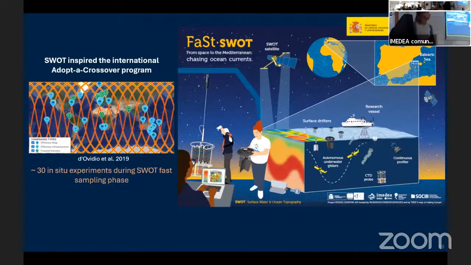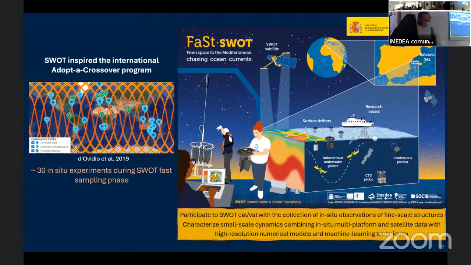So the PATSWOT project from SOCIB and IMEDEA, funded by the Ministerio de Ciencia y Innovación, was the Spanish contribution to the SWOT Adopt the Crossover program. And it has two main goals. The first one was to participate in the SWOT validation activities collecting in-situ observations, and also to characterize small-scale dynamics, combining these in-situ observations with satellite data, and also with model simulations and machine learning techniques.